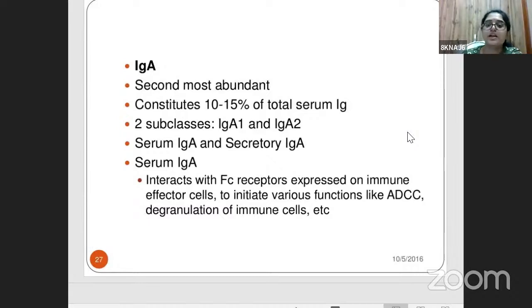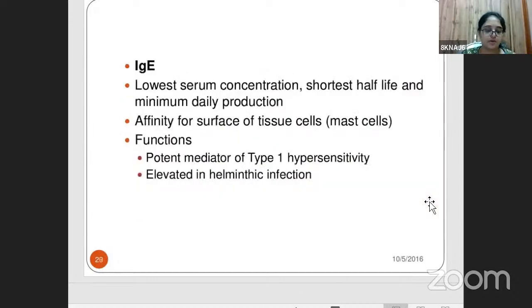Two subclasses: IgA1 and IgA2. So you have serum and secretory IgAs. Serum IgA has Fc receptors which are expressed on the immune effector cells. This initiates antibody-dependent cytotoxicity and degranulation, and it also has a J chain. It passes through the epithelial cells where it acquires the secretory component, and it is bound by strong covalent bonds.